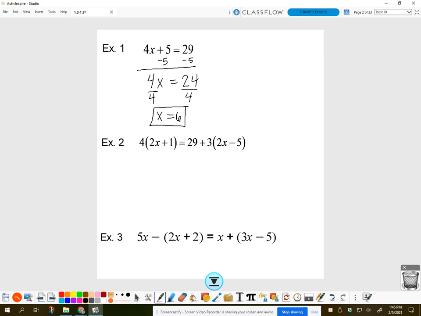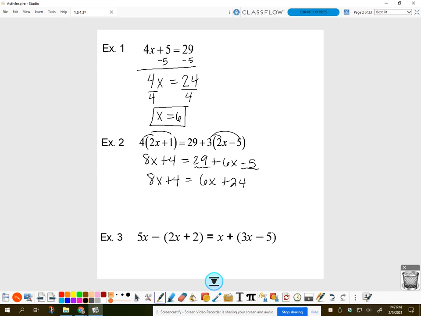Number 2, you see that there's parentheses. Well, we need those to go away, so we're going to distribute to make the parentheses go away. We haven't done anything with that 29 yet, so it just hangs out. Now you look at the left side. Are there any like terms? No. Look at the right side. Do we have like terms? Yes, we can put 29 minus 5 together and get 24. And remember that if you're not moving across the equal sign, you do exactly what it says, 29 minus 5.